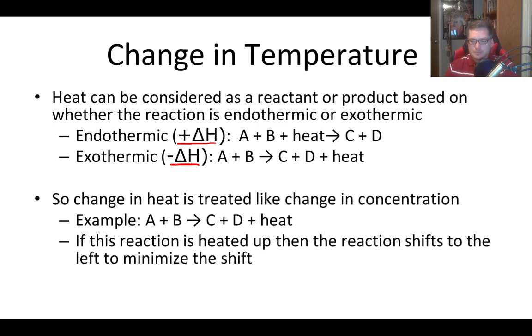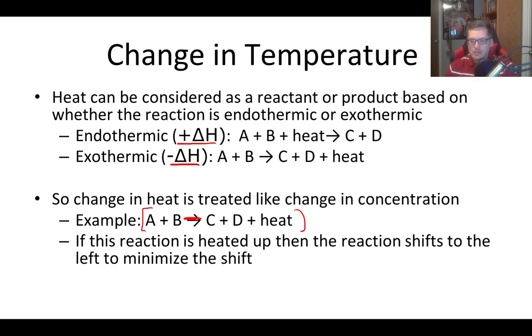So let's think about this real quick. Change in heat is treated like change in concentration. As soon as you have established whether you're endothermic or exothermic, and you put heat as either a product or a reactant, life gets really easy, and you can just think about it the same way you thought about the concentration changes. In this specific case, we have an exothermic reaction. A and B are reacting to form C and D and producing heat. If this reaction is heated up, then the reaction shifts to the left.